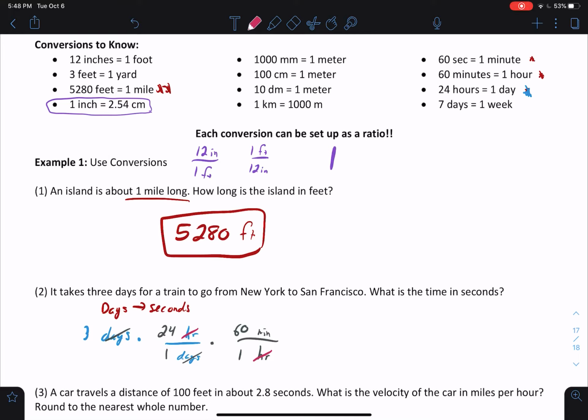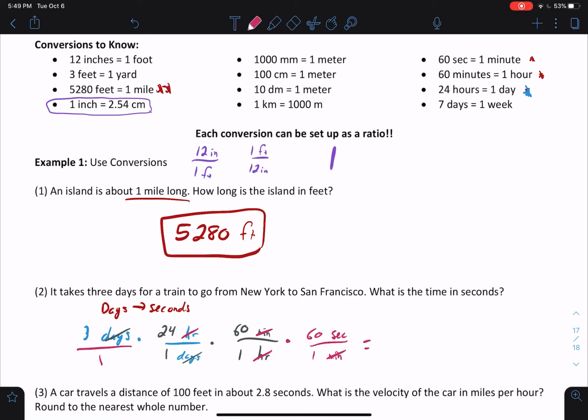Okay, now I'm going to multiply this. I need to convert minutes into seconds. So I want minutes on bottom, seconds on top. That way the minutes cancel out and I've got 60 seconds over 1 minute. Okay, I'm going to put 3 days over 1 and I'm just going to multiply all these fractions together.